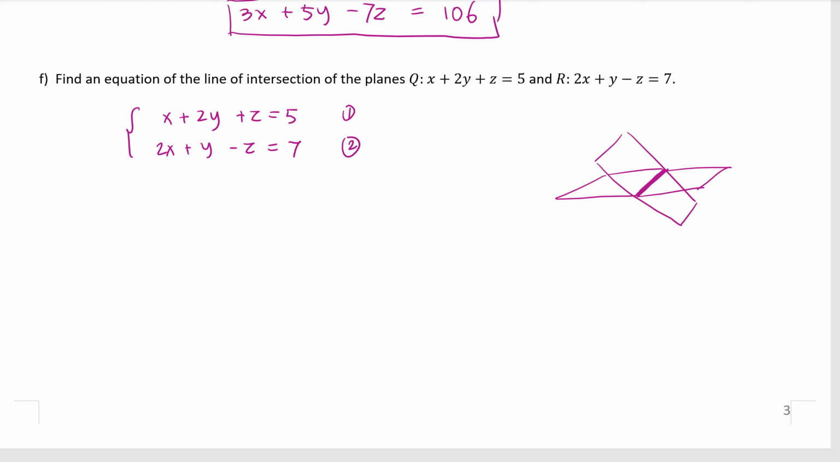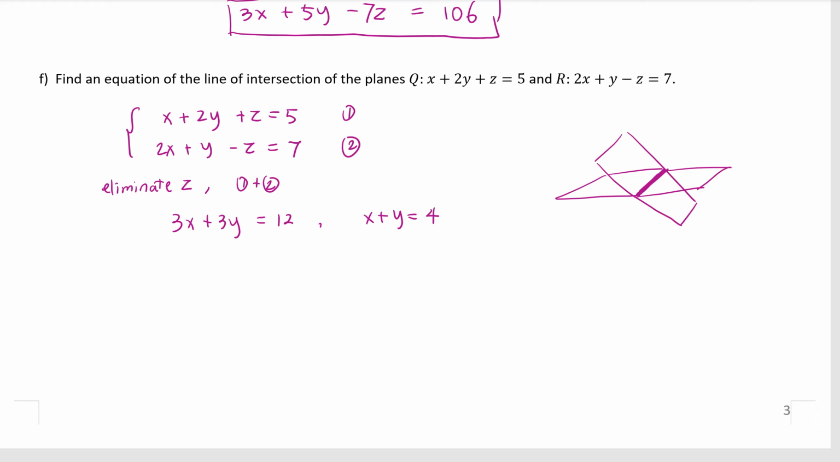Okay, so we want to eliminate one of the variables. Let's say we eliminate z, because looking at the coefficients, it looks easier. Then we add equations 1 and 2. We have 3x plus 3y, z cancels, and 5 plus 7 is 12. We can simplify by dividing both sides by 3. Then we have x plus y equals 4.